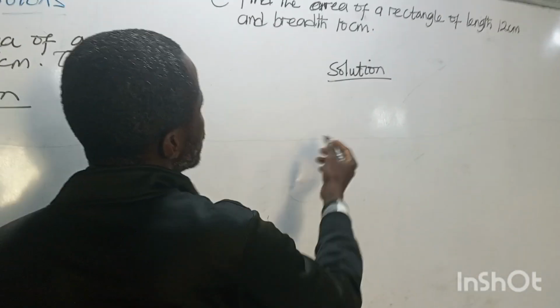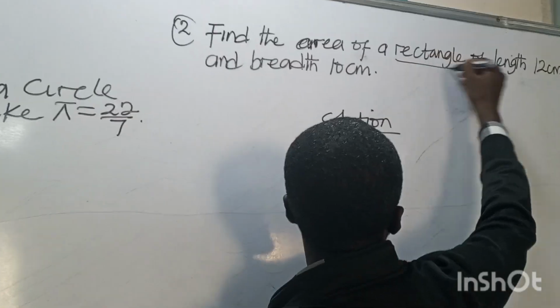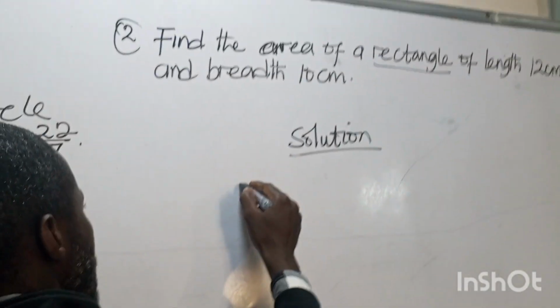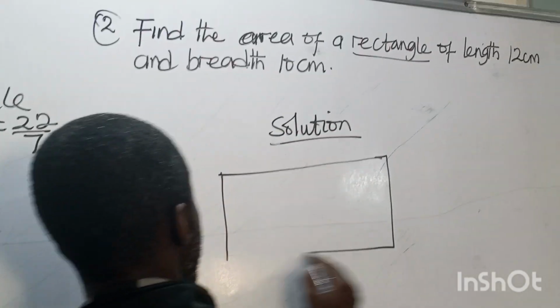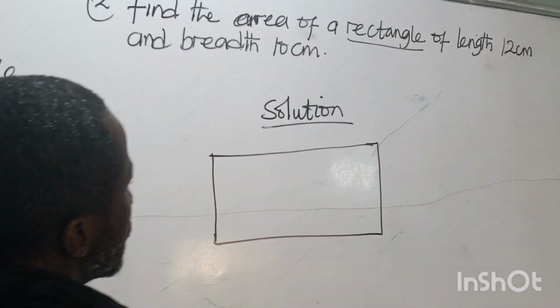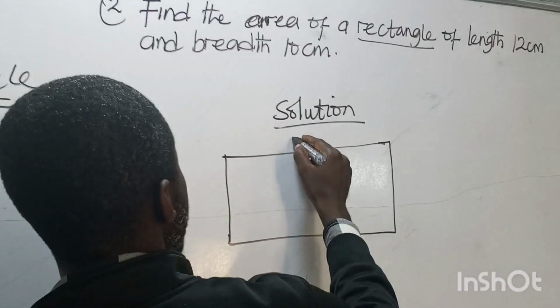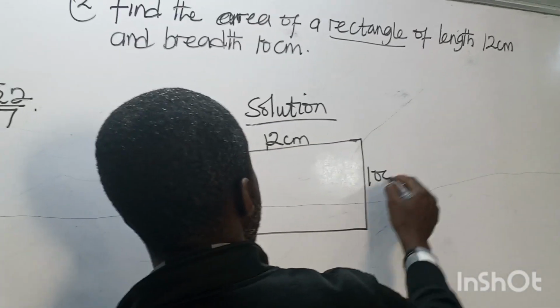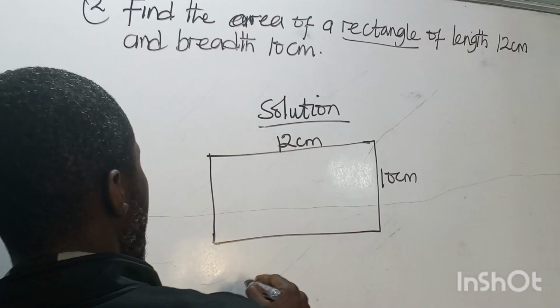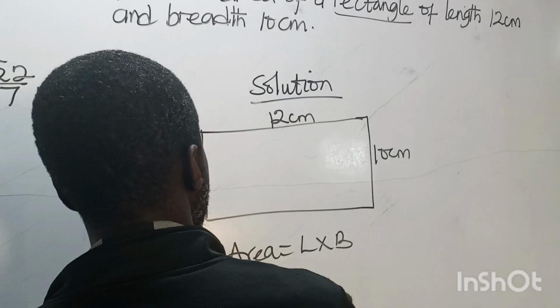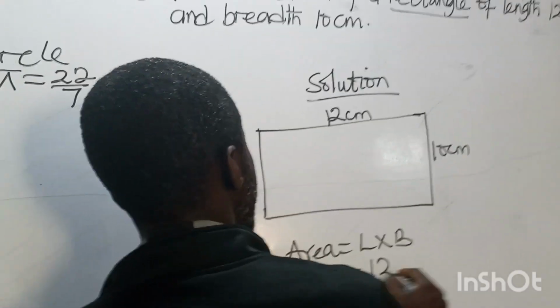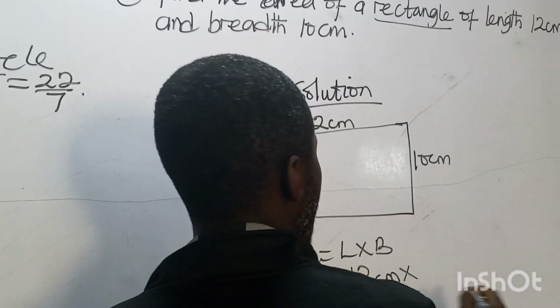For question number 2, the question is talking about a rectangle. A rectangle is like this. The shape of this board is what? It is a rectangle. Now the length is 12 cm. The breadth is 10 cm. The area is length times breadth, and therefore 12 cm multiplied by 10 cm.